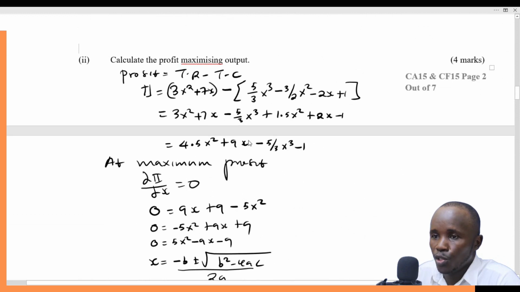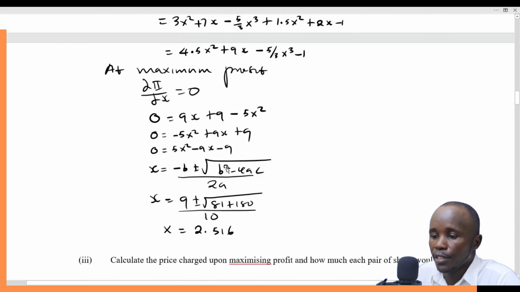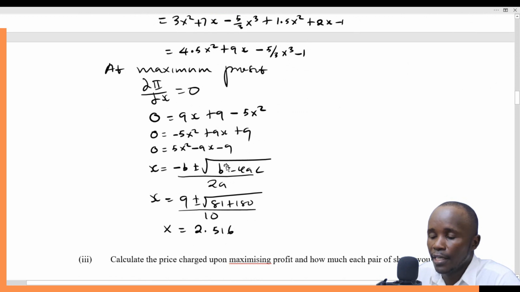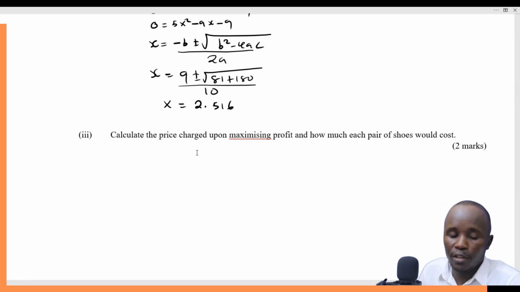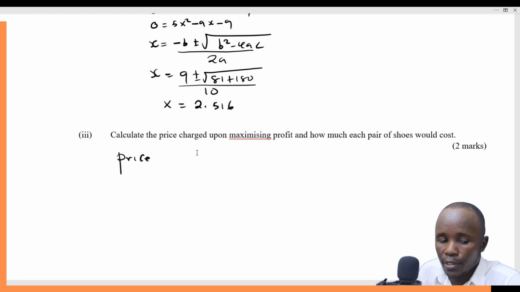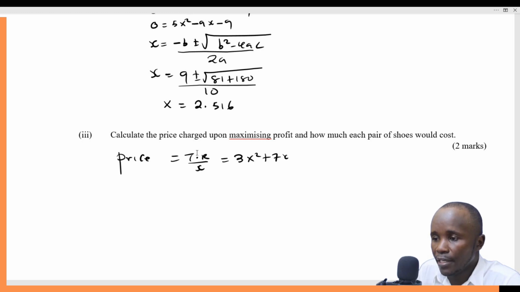That is what you are asked: calculate the profit maximizing units. These are the units you require. Now, next you are told to calculate the price charged upon maximizing profit, and how much each pair of shoes would cost. So we are looking for the price. How do we find the price? The price should be equal to total revenue divided by total quantity. Here we are going to have 3x squared plus 7x divided by x, and our price function is 3x plus 7.